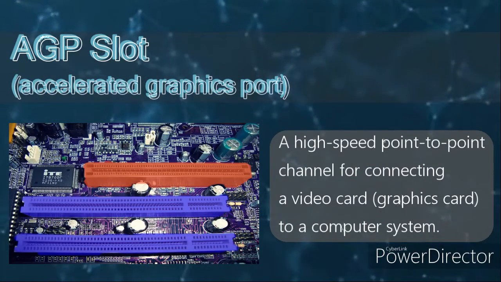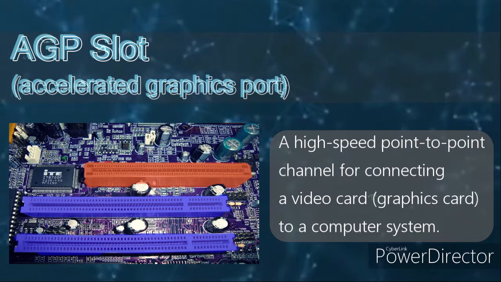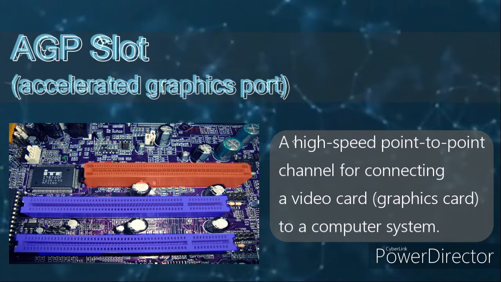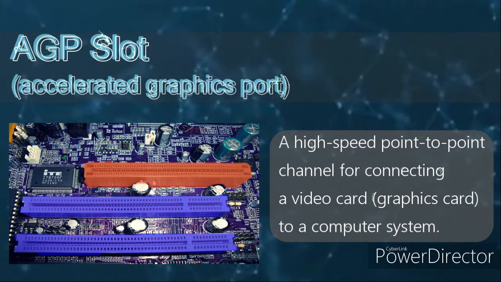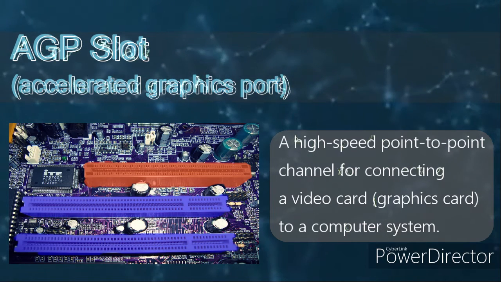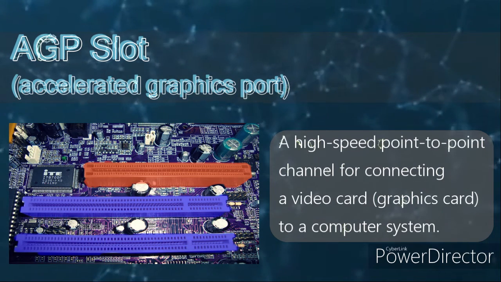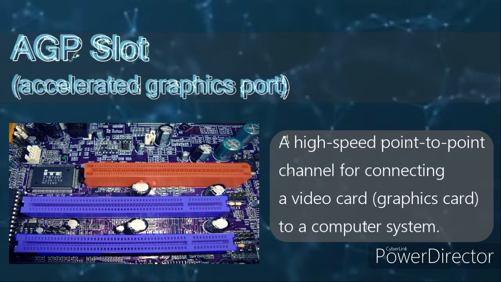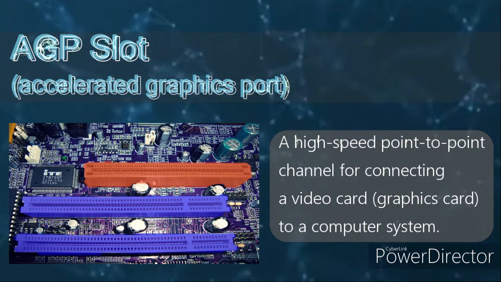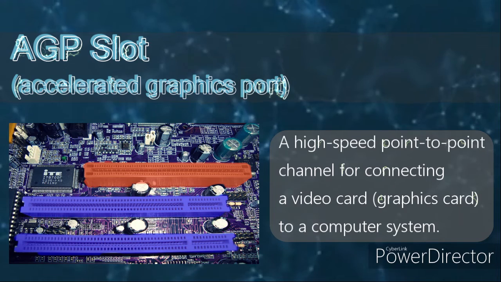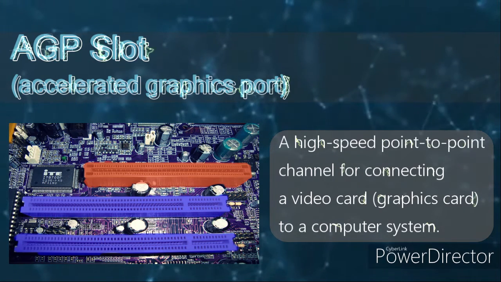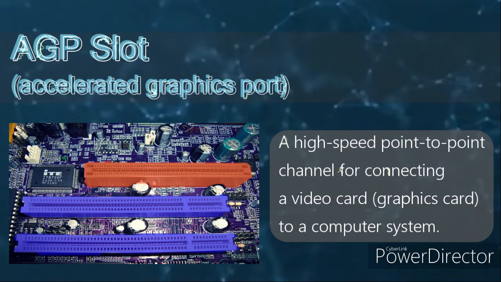Next is AGP slot. AGP was designed as a high-speed point-to-point channel for connecting a graphics card to a computer system. Primarily, it was used to assist in the acceleration of 3D computer graphics. AGP was originally designed to be a descendant of the PCI series of connection for video cards, yet it was replaced by the PCI slot.